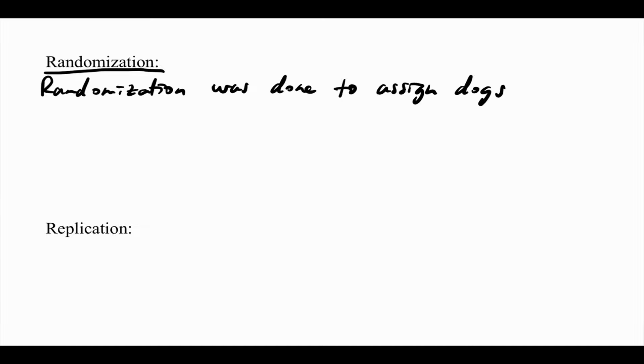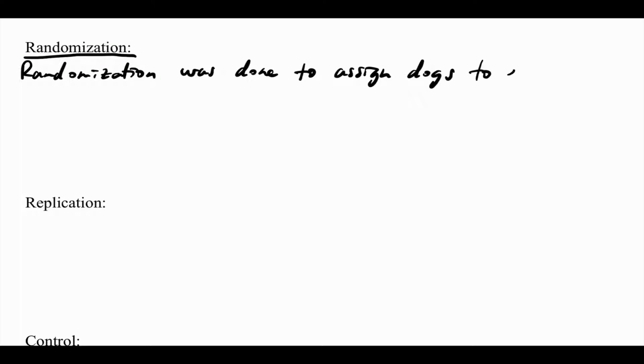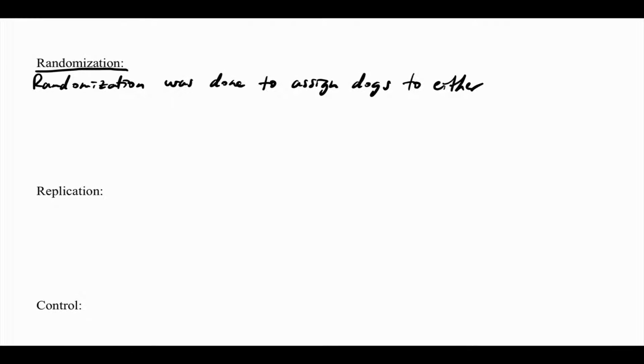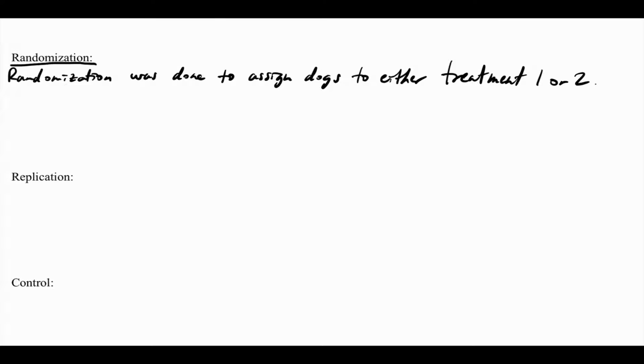Okay, so we got to explain where. So we say randomization was done to assign dogs to either treatment 1, or treatment 2. Okay, that's where it was done. Randomization was done to assign dogs to either treatment 1 or treatment 2. Okay, that's where it was done. That's the first thing.